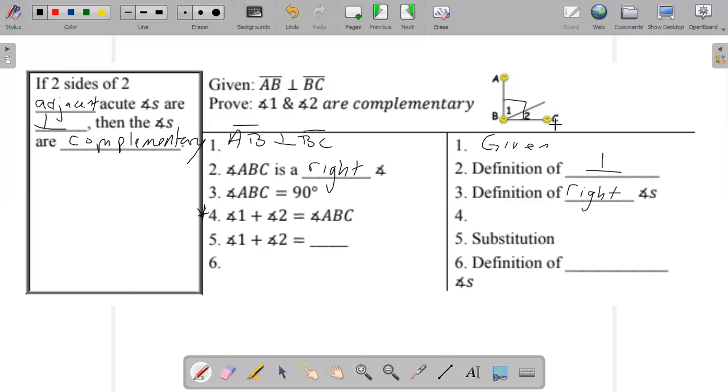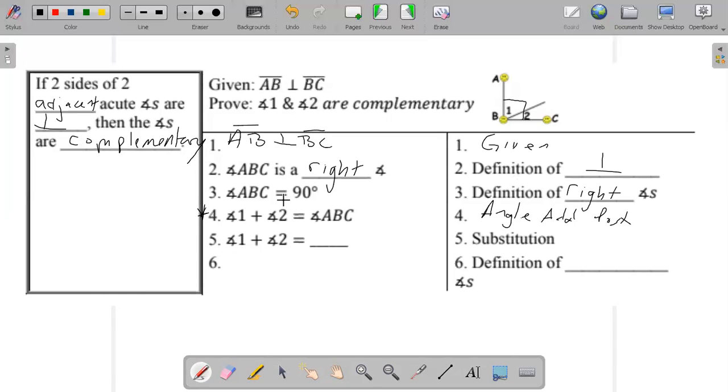Angle 1 plus angle 2 equals the whole thing. Angle 1 is the small angle. Angle 2 is a small angle. Angle ABC is the entire angle, the big angle. So this is the angle addition postulate. So this is the angle addition postulate.